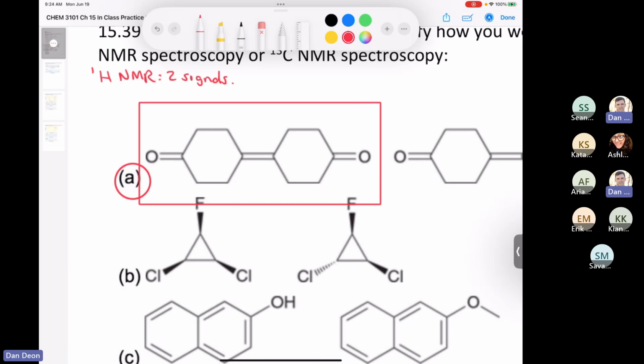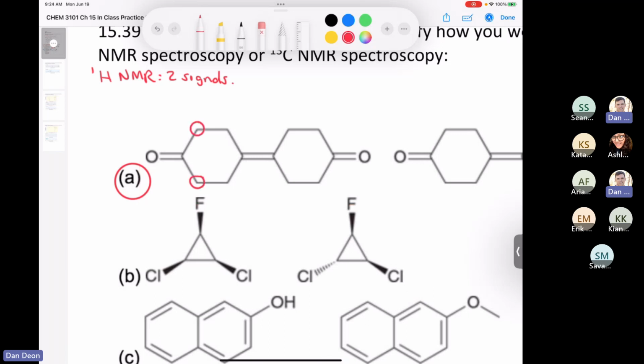Okay, so let's see what they would be. We'd have this, and this is chemically equivalent to this and this. Then we also have this one, and this one, and this one. And again, the reason why those are all chemically equivalent is because you have two planes of symmetry. You have one here, and then another one running this way. So two planes of symmetry, and therefore we only get two signals. Everybody with me on that?